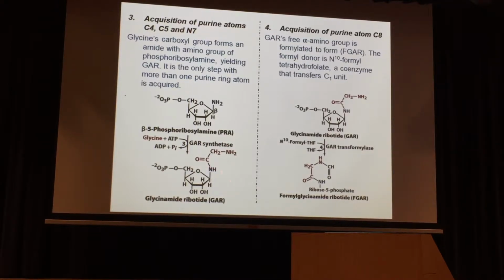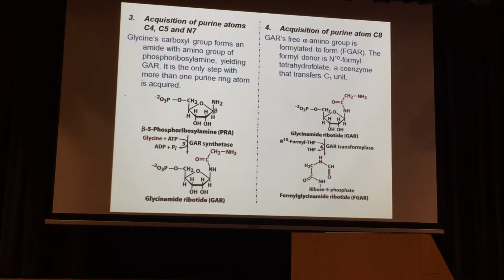That's why I say the enzymes are not quite the focus, because most of them are similar in name and in action. So over here, the glycine is added to the whole structure. Nothing is removed, wholesale, and it's the only step that has more than one purine ring atom acquired. The rest of the reactions are very tedious, one atom added step by step, one at a time. But glycine is the most time saving. Add all three and build it up. So this is the only step with more than one purine ring atom acquired.